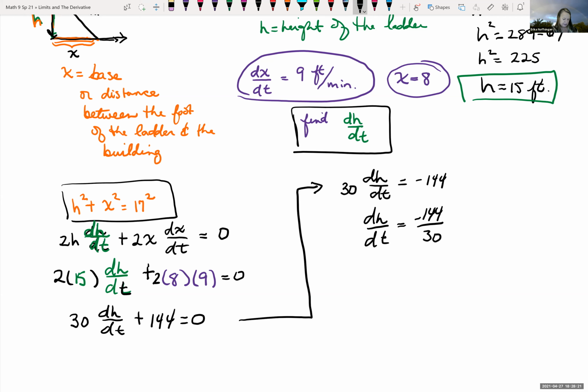I think 6 goes into both of those. So 144 divided by 6 gives us 24. So this is equal to negative 24 over 5, and this is feet per minute. In our case, not per minute. So it's sliding down at a rate of 24 feet every 5 minutes.